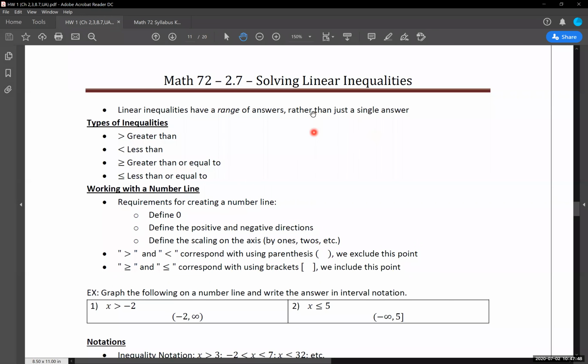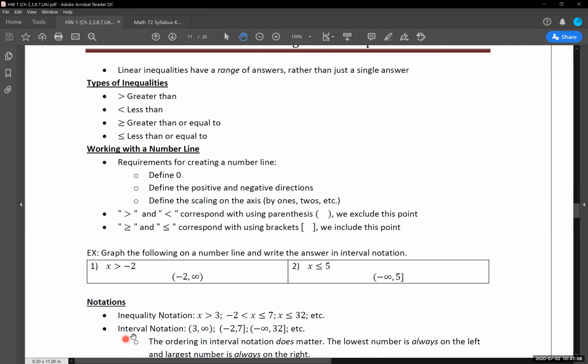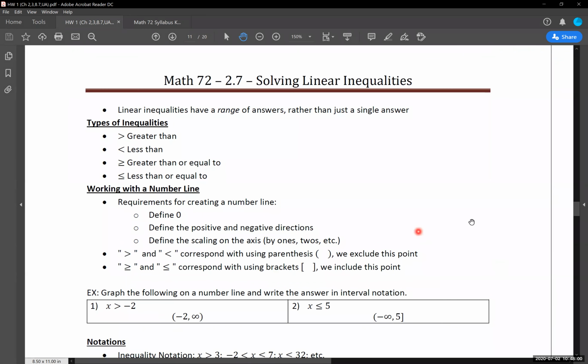So for this, we are taking a look at section 2.7, solving linear inequalities, and then we'll also be getting into working with our interval notation and what that looks like once we get a bit farther down into that part of this chapter or section for today.